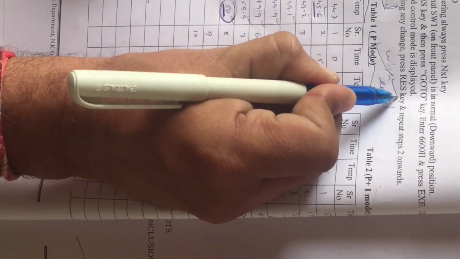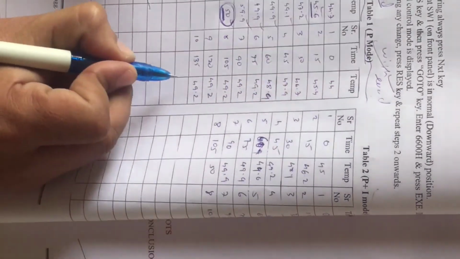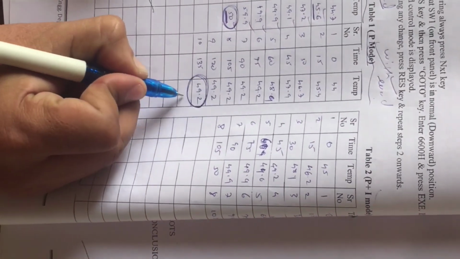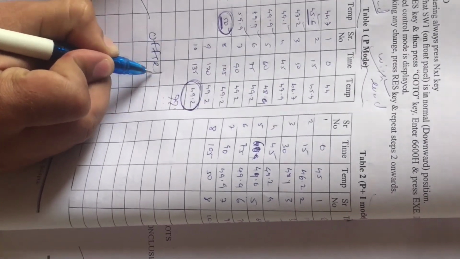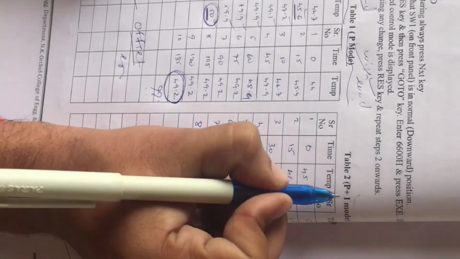We follow the same procedure with load, but we do not reach the final temperature of 50. So this is a limitation. We had an offset error. Then I come to P plus I. With the same procedure, without load you observe 50, and with load again you observe 50. So due to the combination of I mode, you observe that the offset has been removed.